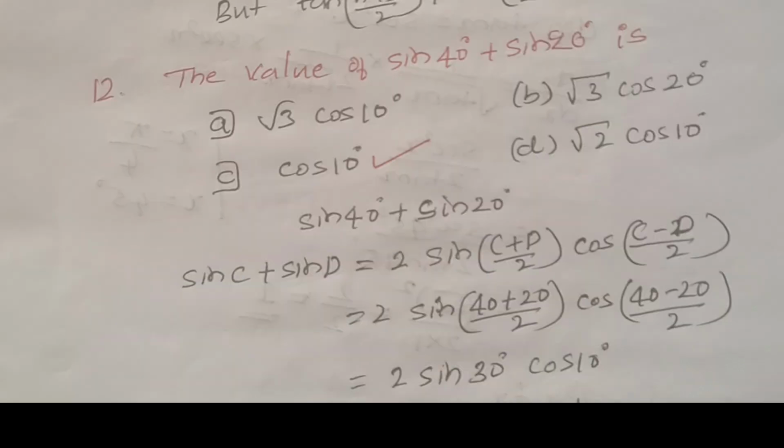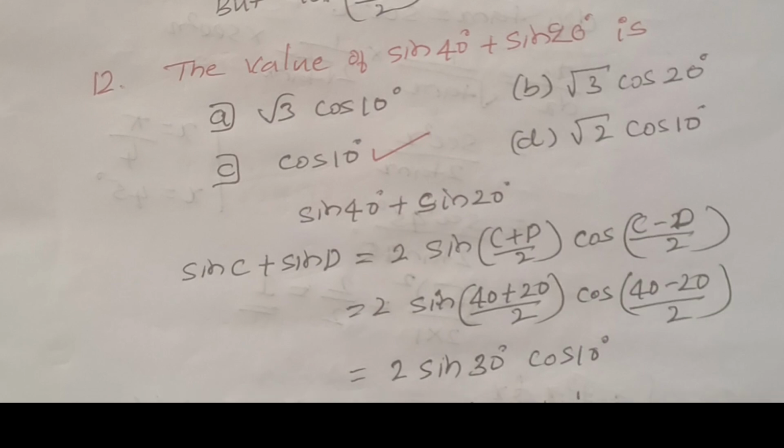Next question: the value of sine 40 degree plus sine 20 degree. Option C will be the answer, but we are going to prove it now. What is the answer? Sine 40 degree plus sine of 20 degree.